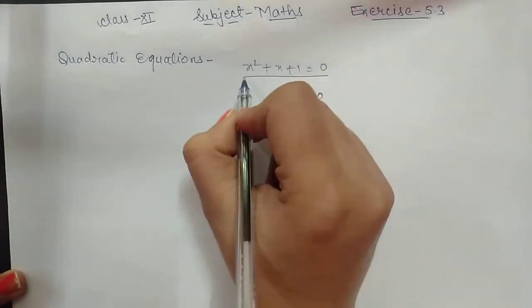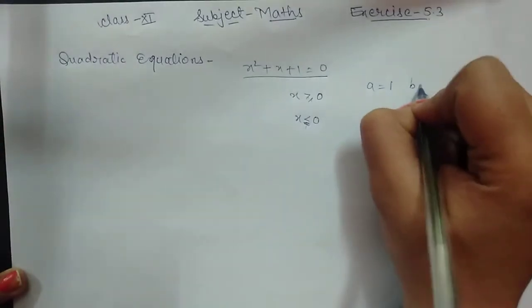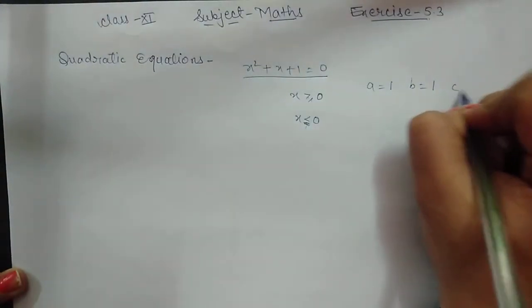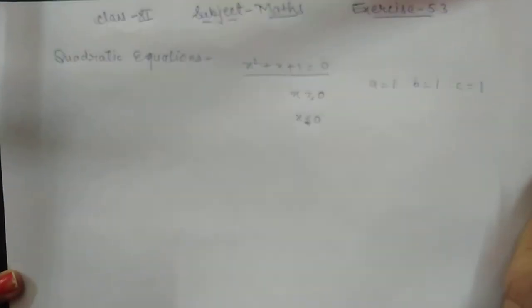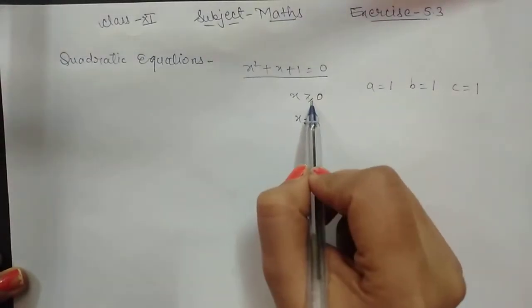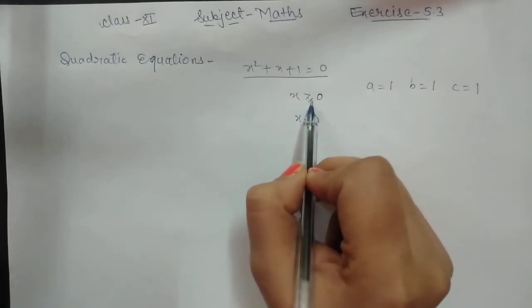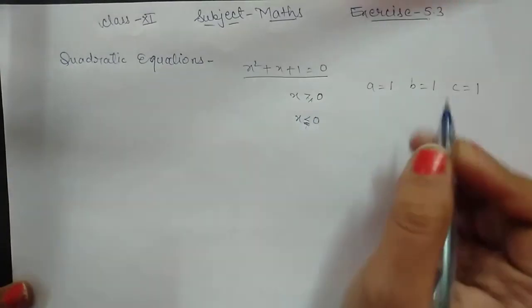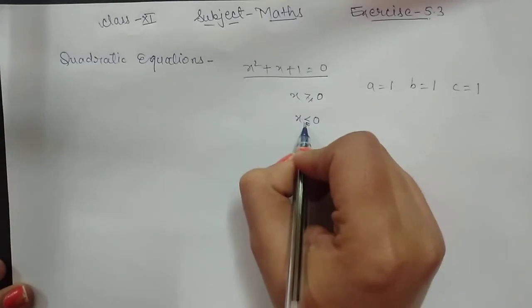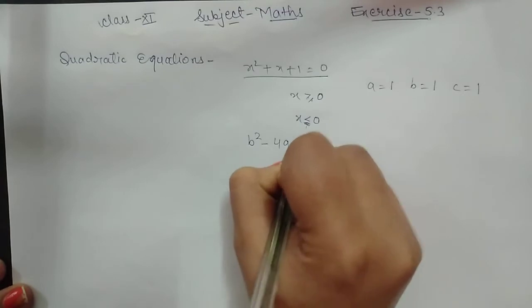So as we can see in this equation, here a equals to 1, b is also equals to 1 and c is also equals to 1. Okay, so definitely we will get the solution greater than or equal to 0. But if in some cases we have a quadratic equation and its solution is less than 0, we can check it by b square minus 4ac.